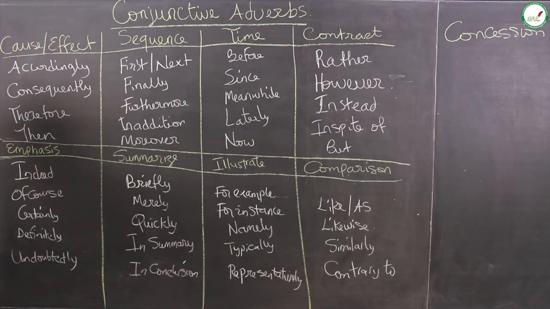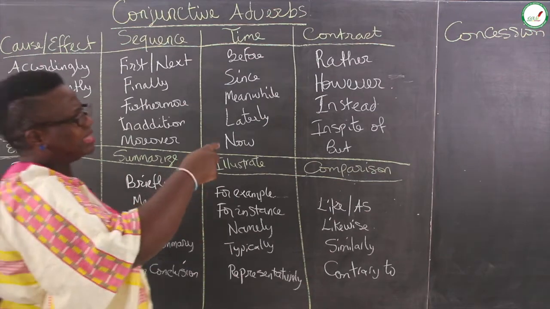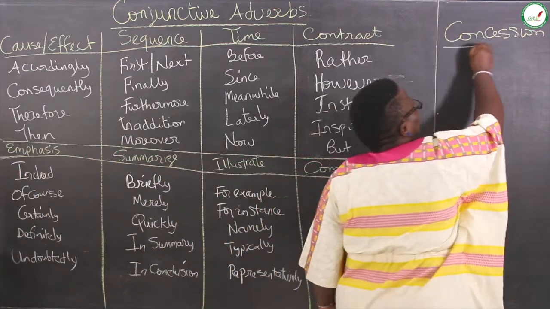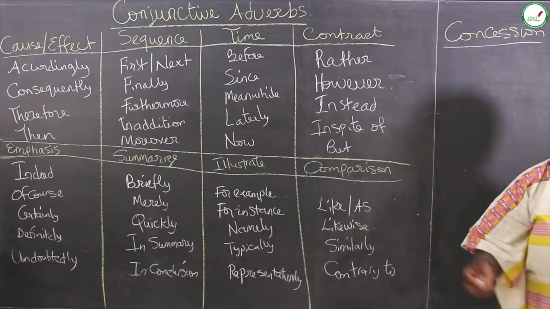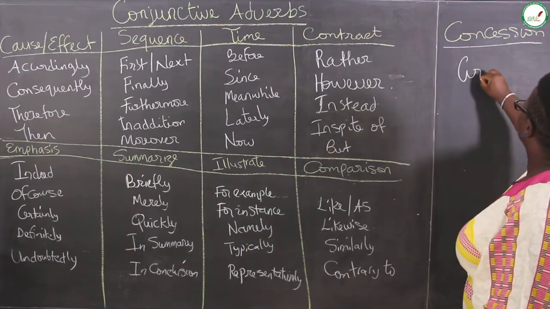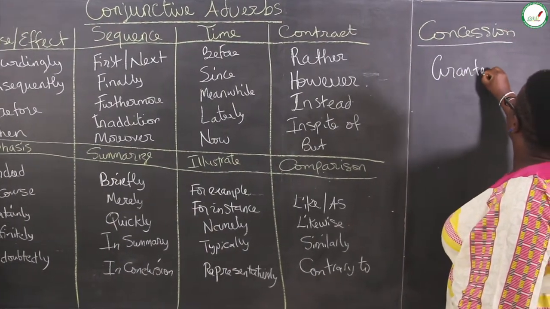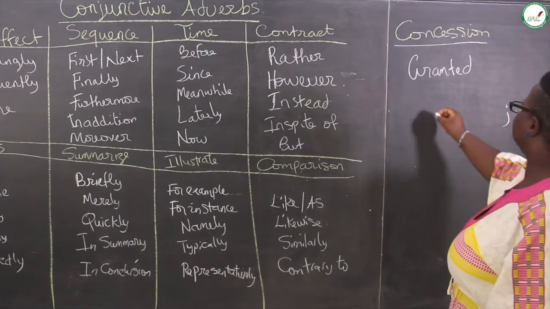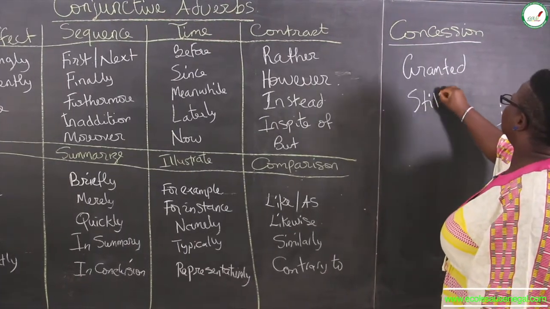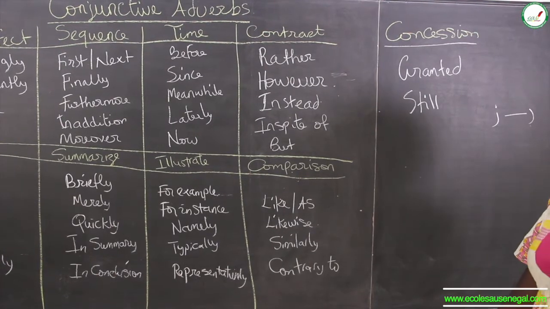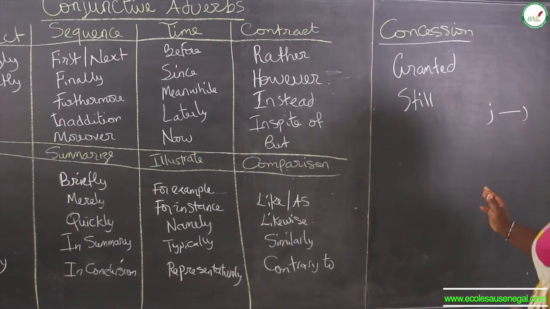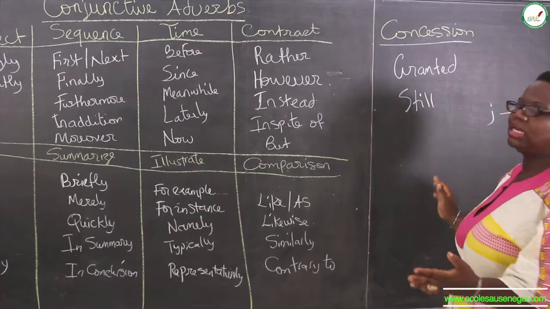And then what about the concession? When you're having a concession, concession means you're probably granting. You can say granted. Oh, it's been granted. Okay, granted, still. Those are some of the concessions that you have. So you see that conjunctive adverbs are being grouped in these 9.